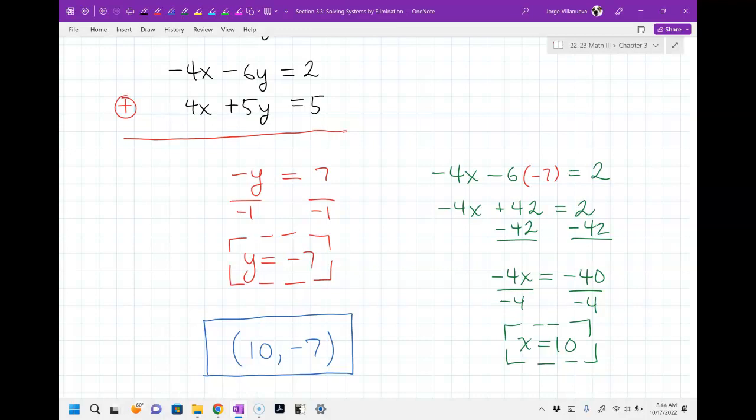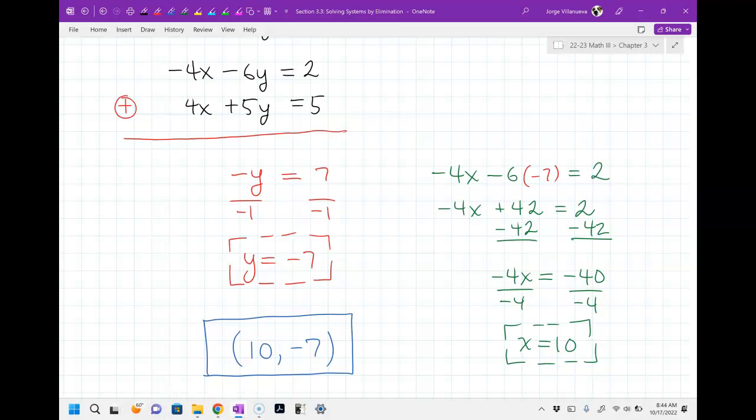Can you solve this by graphing? Yes, you can. You can solve both of them for y and graph them, and your answer should be (10, -7). But the chances that you hit that point based on your own graph on paper is a little hard because you have to draw perfect lines. So that's why graphing is not the best.